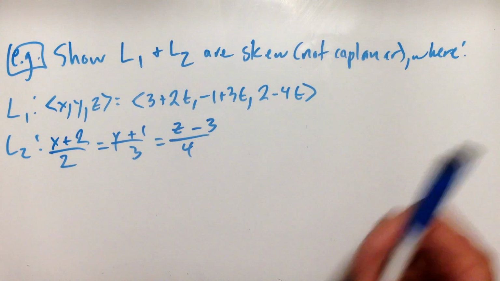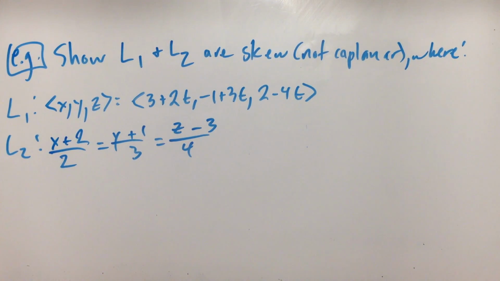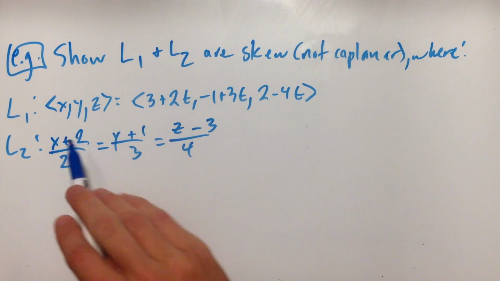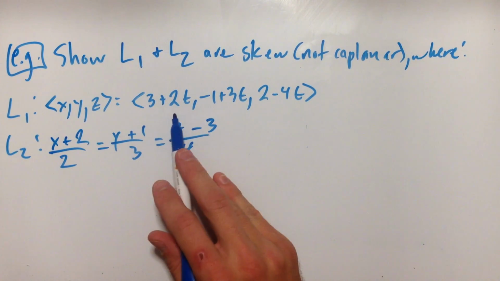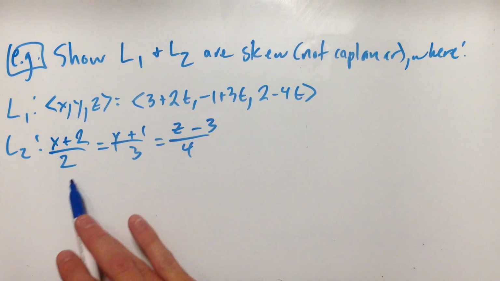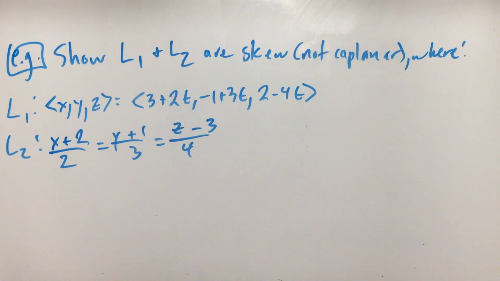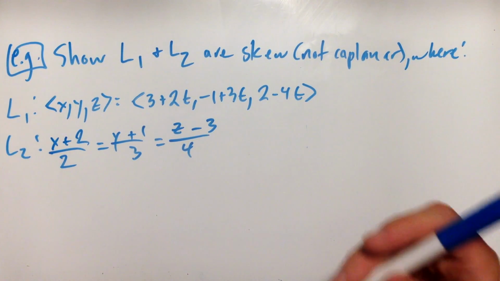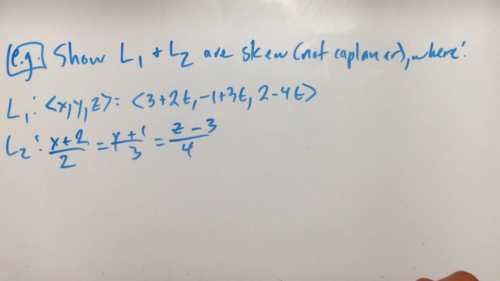Let's do an example. Let's show that L1 and L2 are skew lines, which means they're not coplanar. And here L1 is given by this equation, 3 plus 2t, negative 1 plus 3t, and 2 minus 4t, so it's parametric. And L2 is given by these symmetric equations. So to be skew actually means two things. You're not parallel, and you don't intersect, because any two lines that lie in the same plane are either parallel or intersect. So first, let's check that they're not parallel.